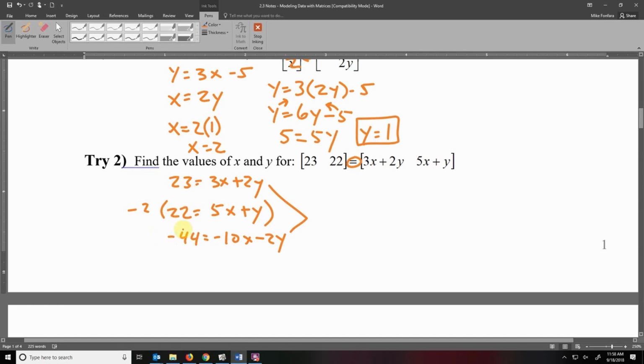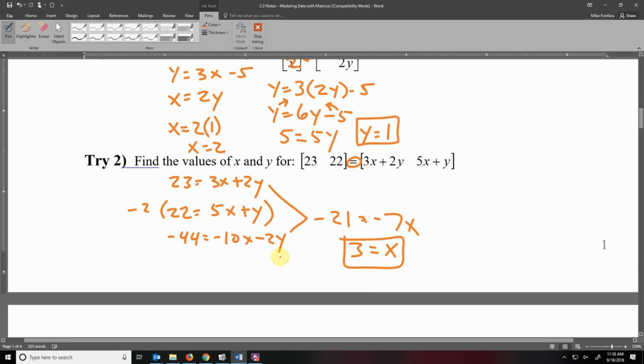Okay, so 23 minus 44 is negative 21. 3x minus 10x is negative 7x, and 2y minus 2y, that cancels. So I can divide both sides by negative 7 and find that x equals 3.